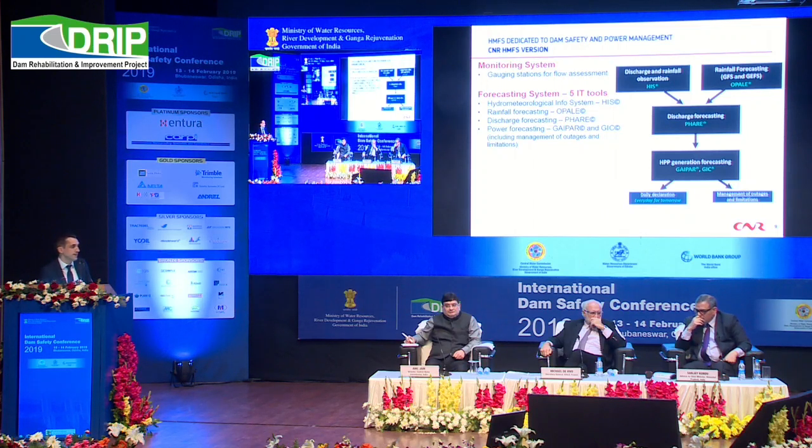We have another tool dedicated to rainfall forecasting using the Global Forecasting System of the US and also the Global Ensemble Forecasting System of the US. We also use the French Met Office forecast. Once we have observation and rainfall forecasting, then we process discharge forecasting. As soon as we have discharge forecasting, we can process power generation forecasting. And while processing power generation forecasting, we also take into account outages and limitations.